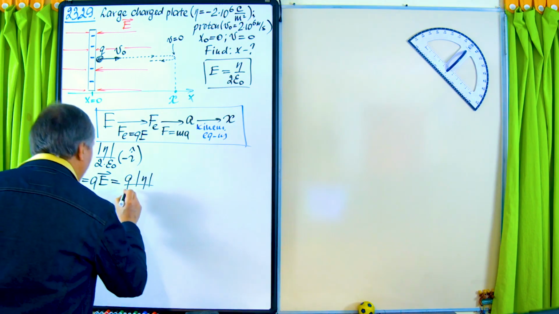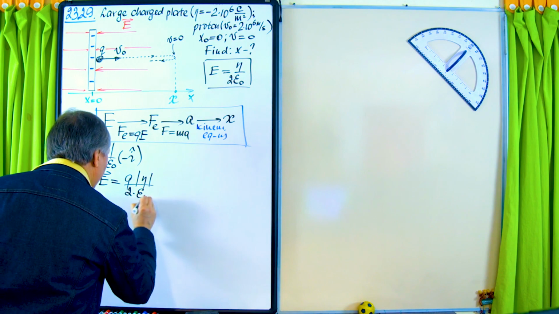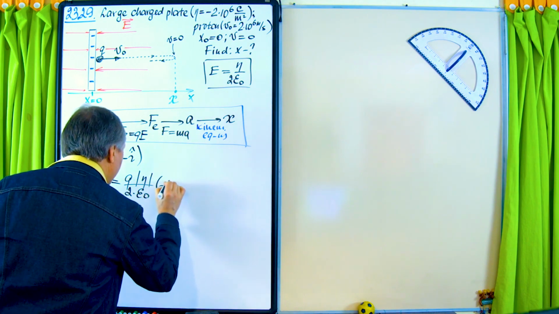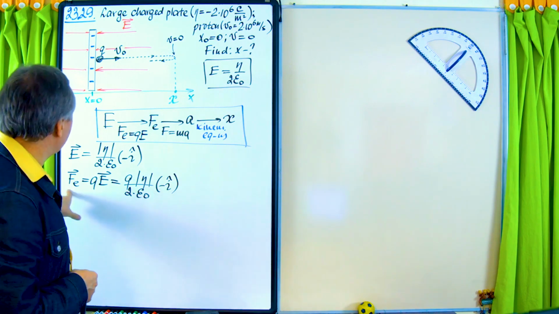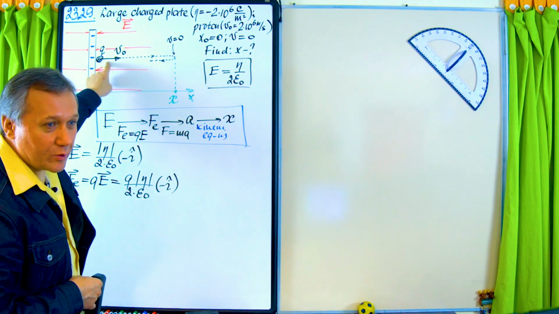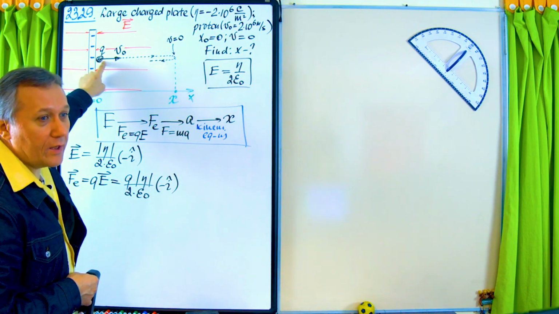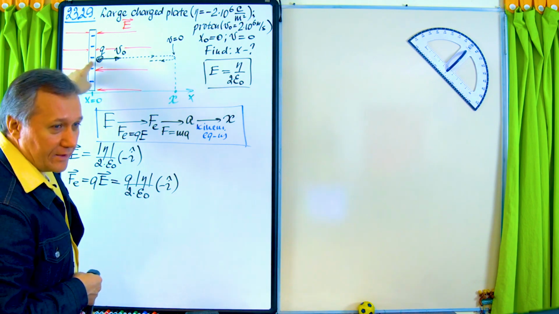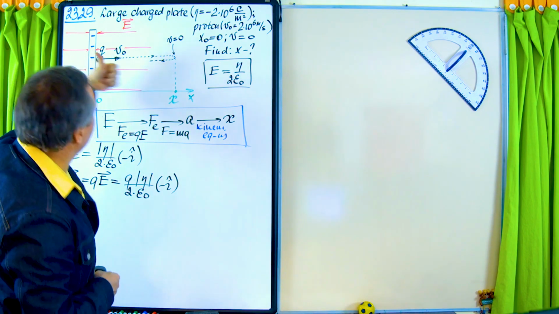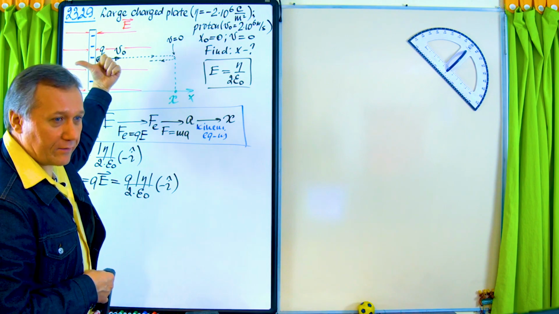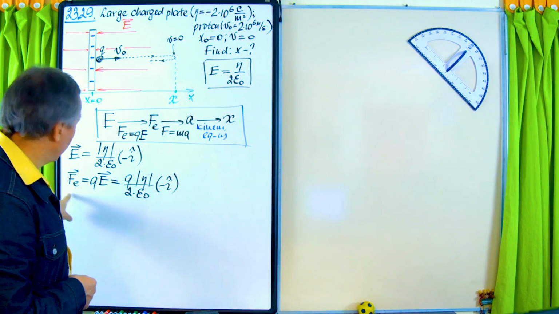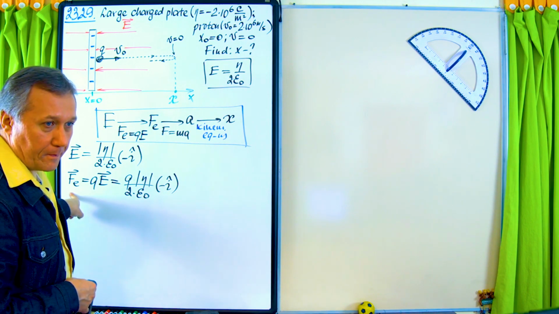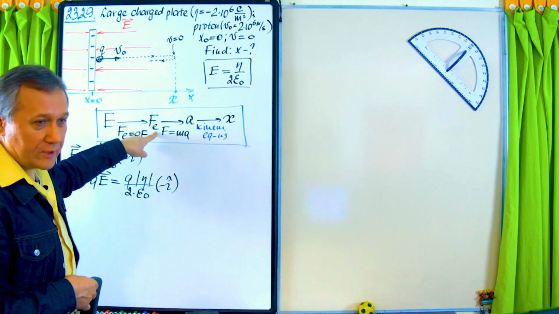So, divided by 2 times epsilon naught, and still, of course, in the negative x direction. And of course, it makes sense because we just discussed conceptually that this proton is going to be attracted by this negatively charged surface. So the force will be that way in the negative x direction. And we're getting negative x direction of the force. Okay, so now we are at this point.